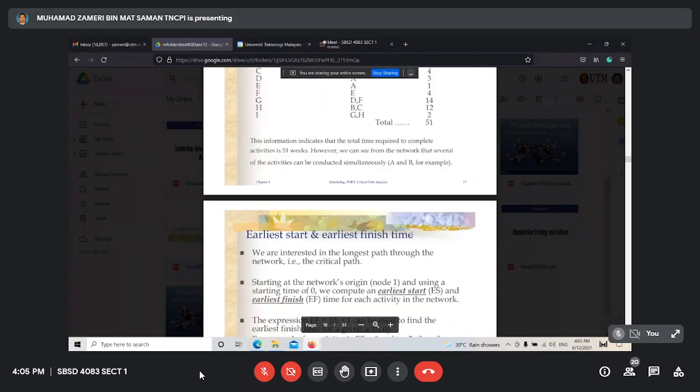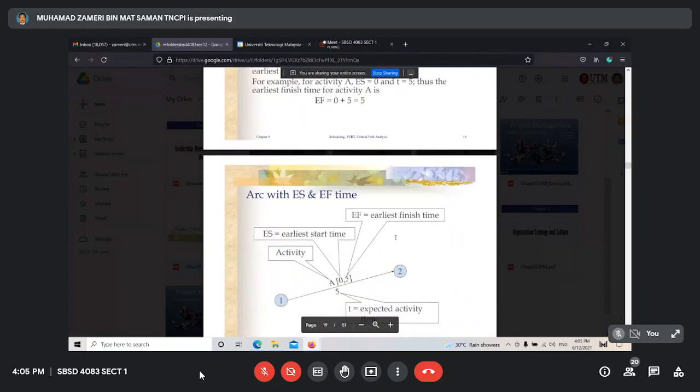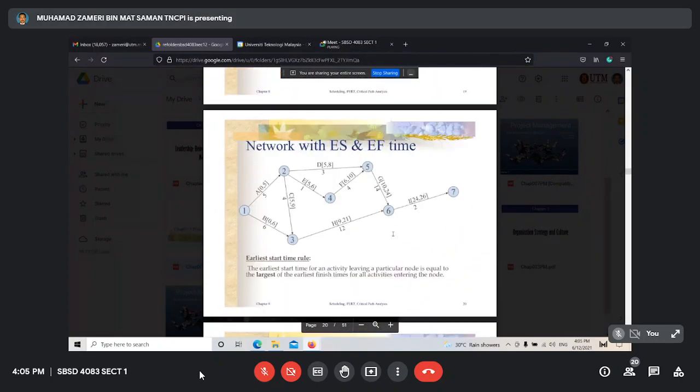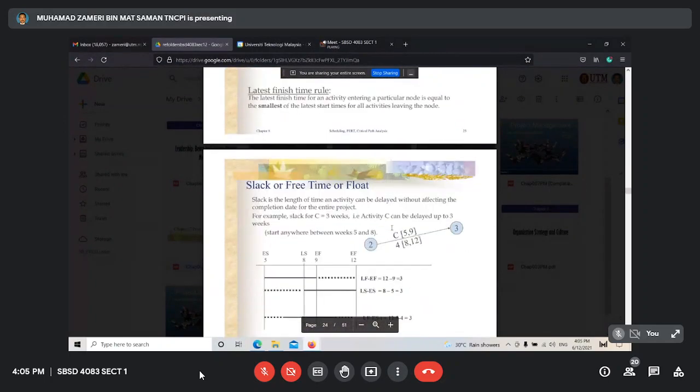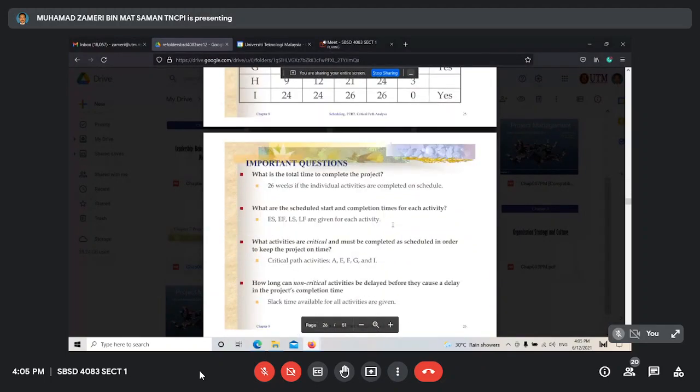Now, this is activity on arrow. Your syllabus is activity on node. So please ignore this slide, because it's not in your curriculum.